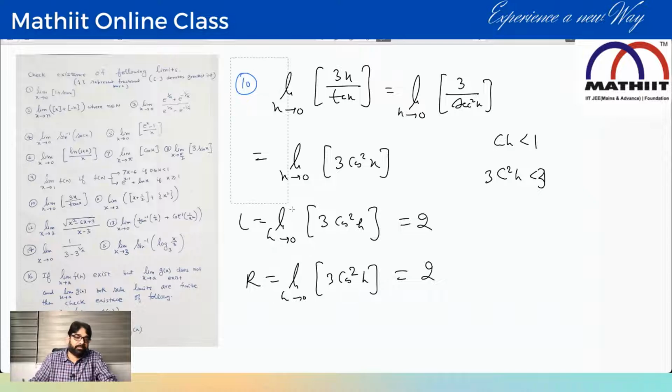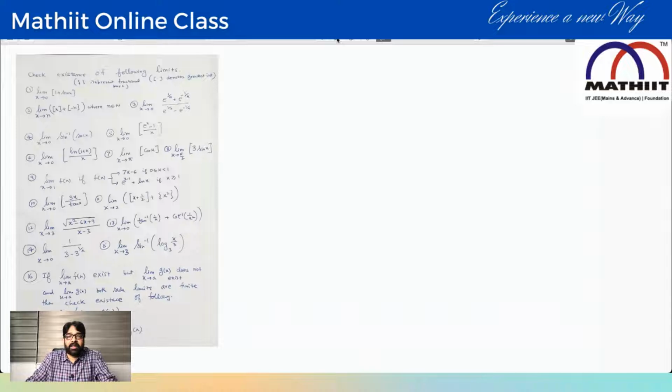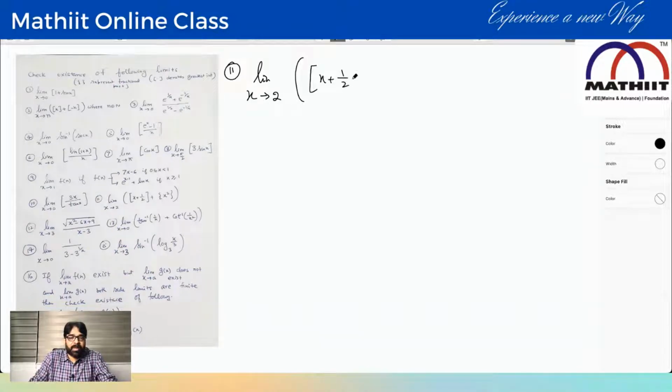Question number 11. What is the 11th question? Here. Limit x approaches 2, greatest integer of (x plus 1 by 2) plus fractional part of x square.